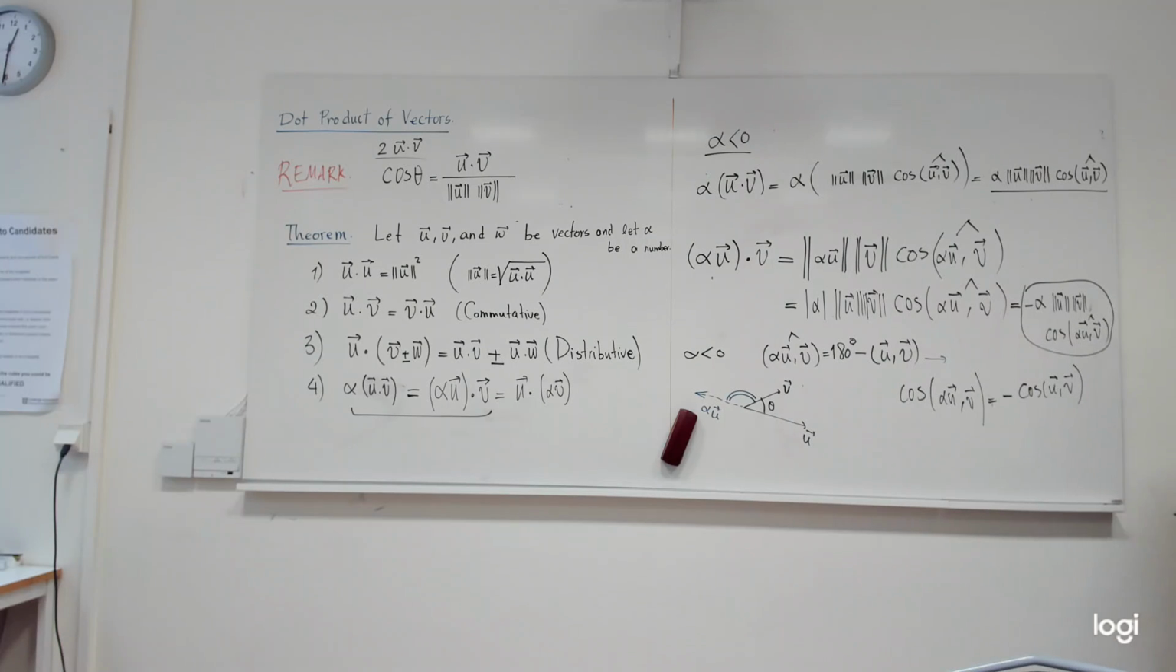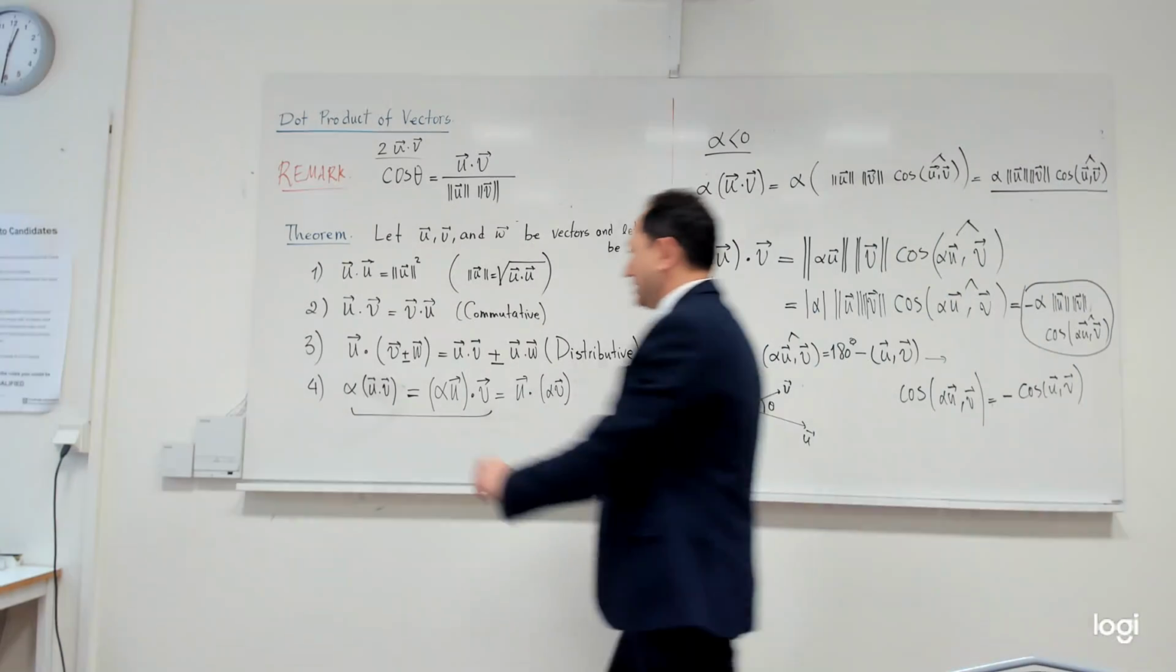Agree? So now instead of this expression, I put negative cosine of u and v. That negative sign coming from here and that negative sign coming from the absolute value cancel each other, and then I will get exactly the same expression. So that is exactly the proof of this one.